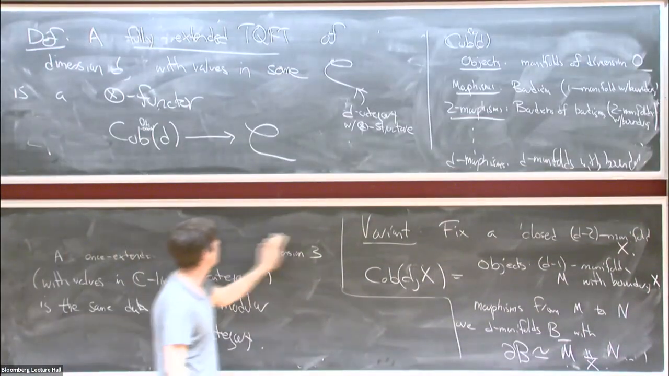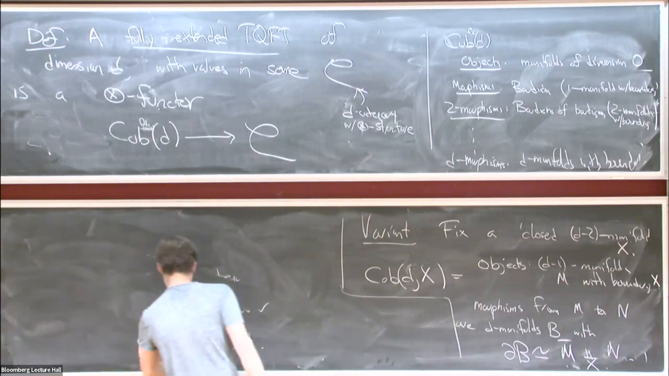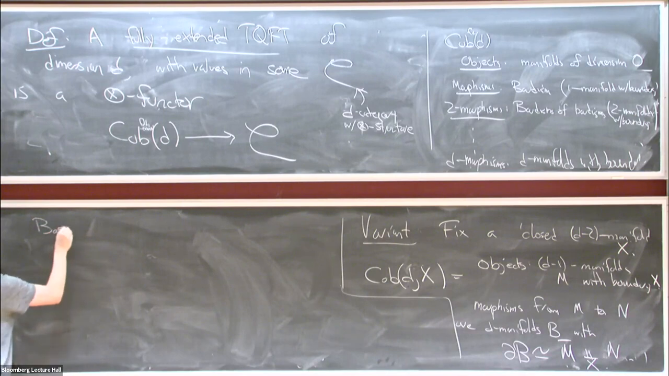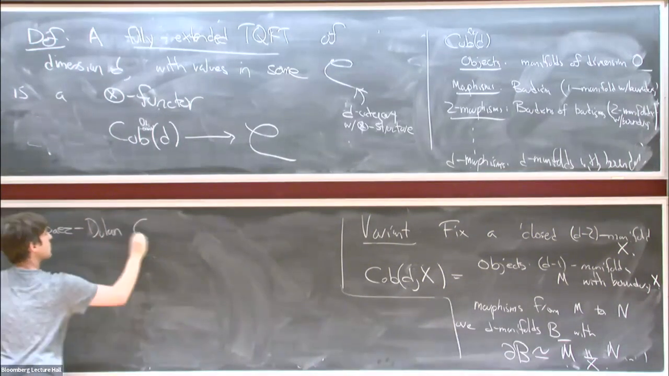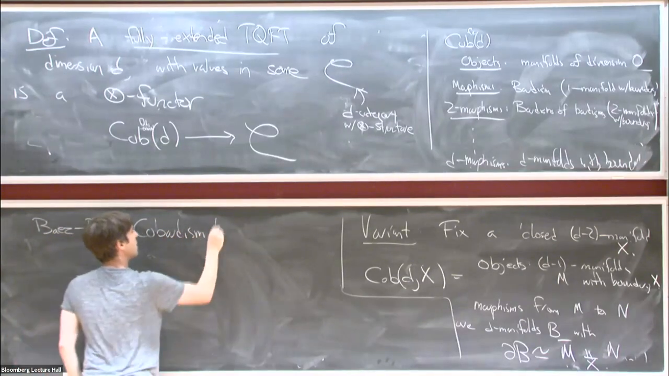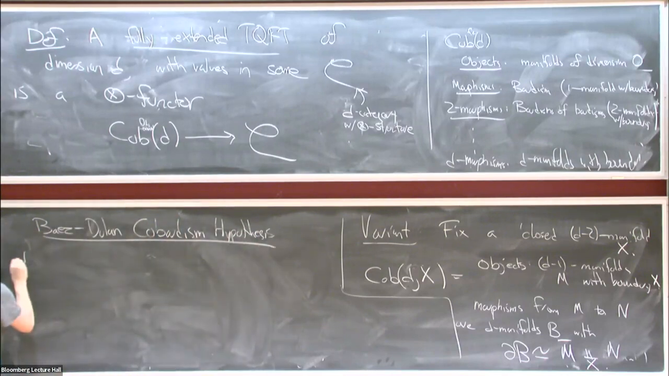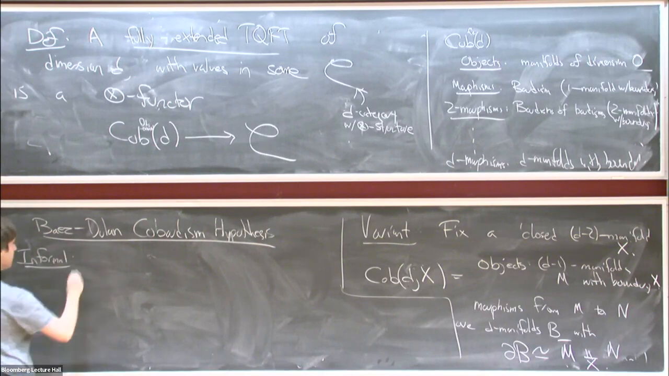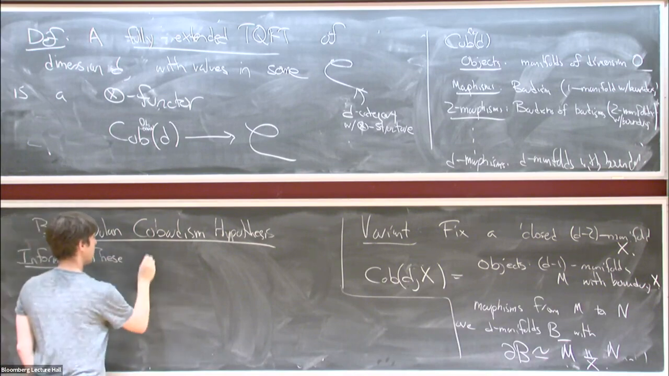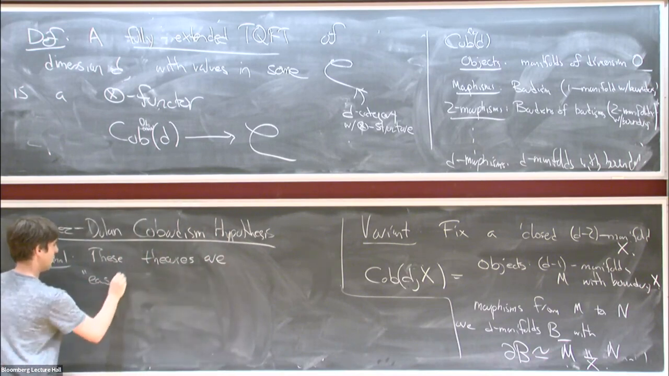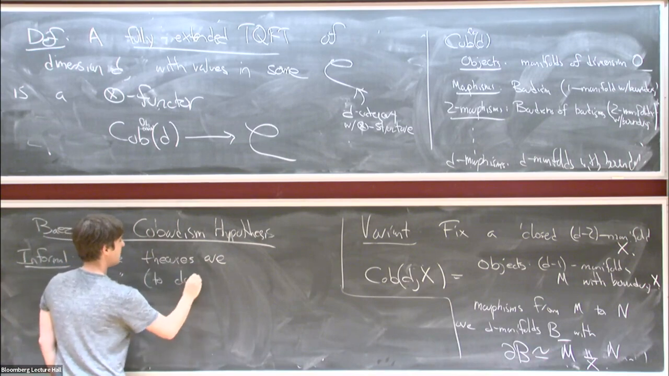There's a philosophy, which was, I think, first proposed by Baez and Dolan, which is that this notion should be a very simple one. This is what they called their cobordism hypothesis. And the informal statement of this, a very informal statement, is that these fully extended theories are very easy. Maybe I should say they're easy to classify.